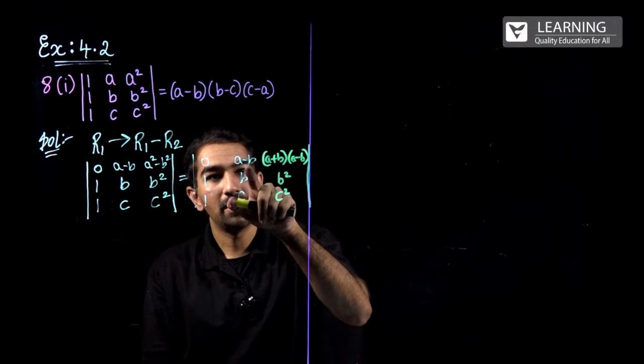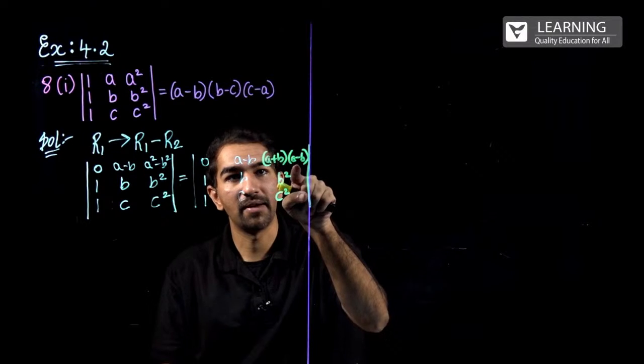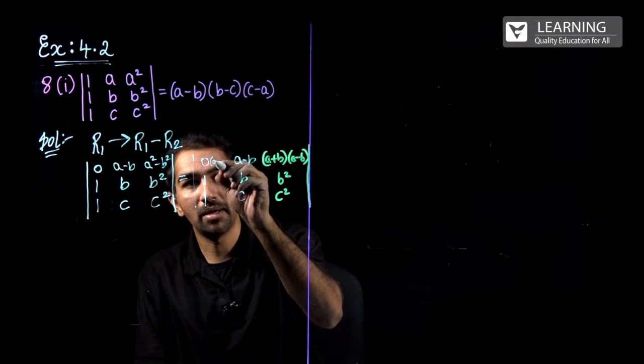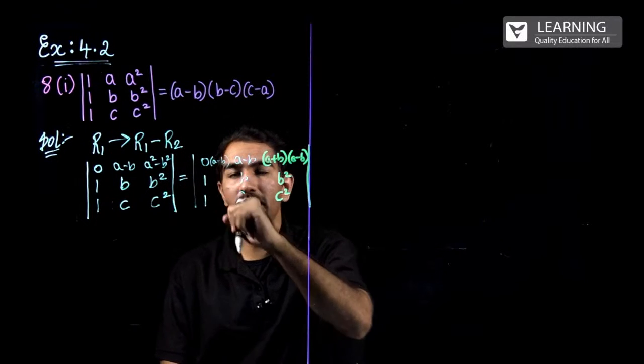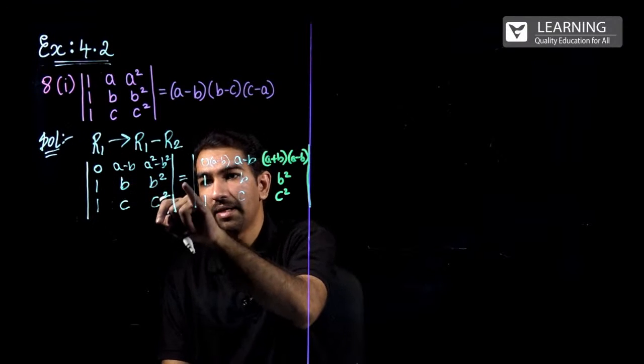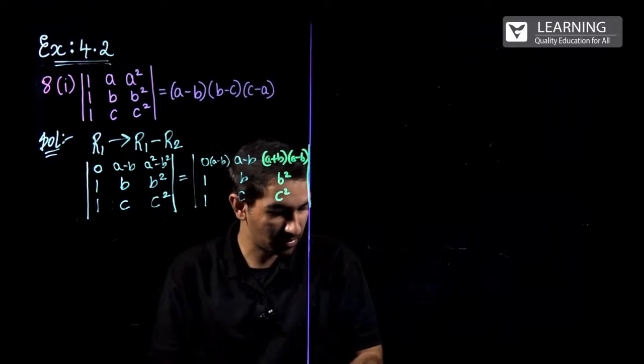Now can you take out common a minus b from the first row? See, a minus b we have here, a minus b we have here. Here we can write 0 into a minus b. What is 0 into a minus b? 0 only, right? So 0 into a minus b is 0 only. See, I am writing equal to symbol between these both determinants. Now take out a minus b outside from the first row.